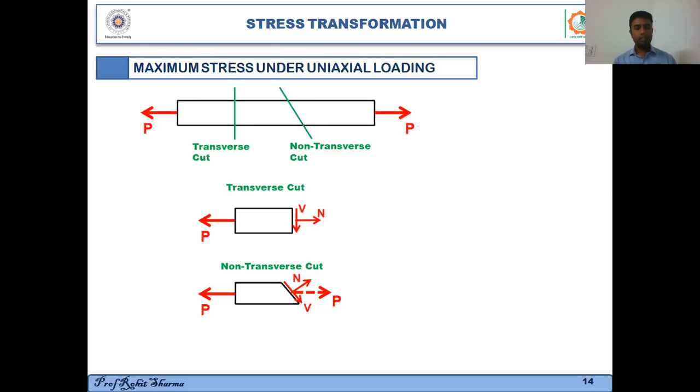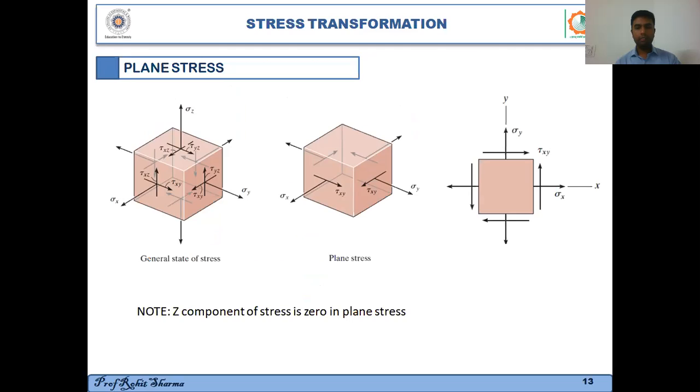Now we have to consider various loading conditions. The first loading condition is that we have a bar which is under uniaxial loading. Now what do I mean by uniaxial loading? What we have seen in the previous cases, in the first block, you can see the stresses were acting on all the three faces, right? So it was triaxial, or there are three axes, so it was a triaxial loading.